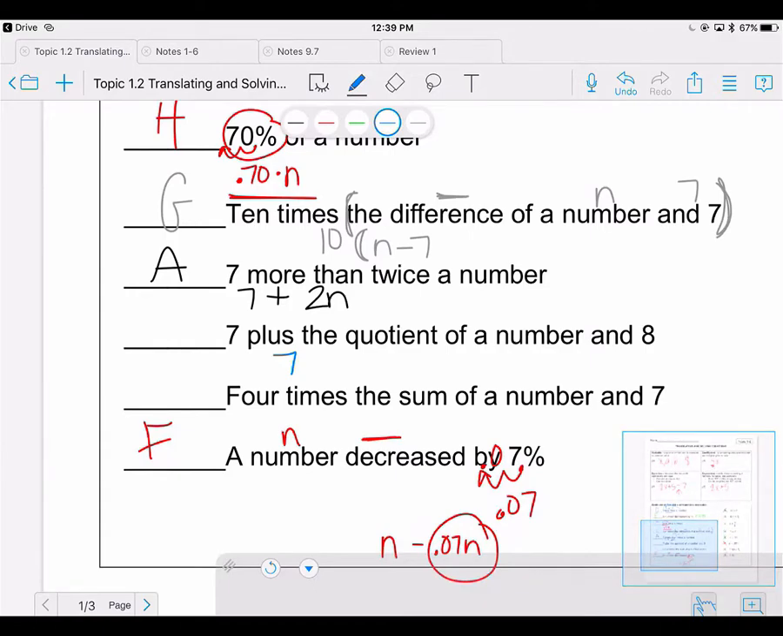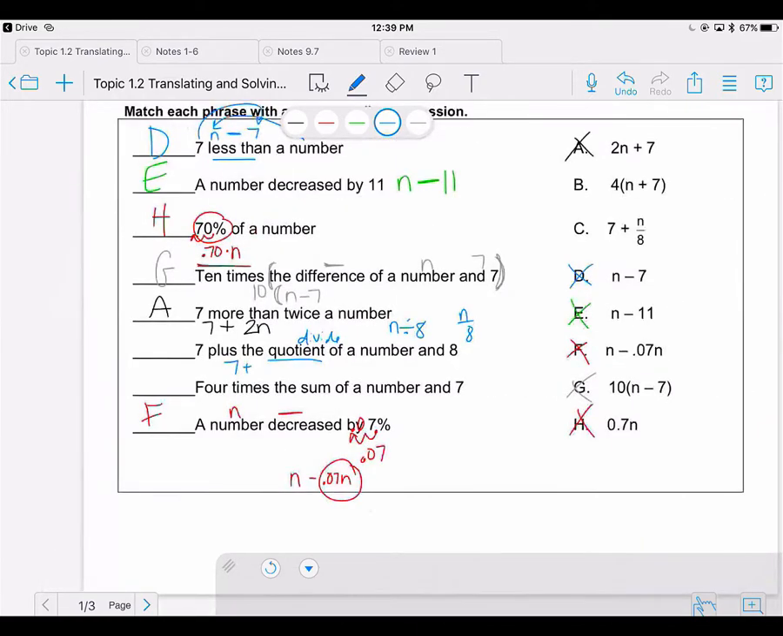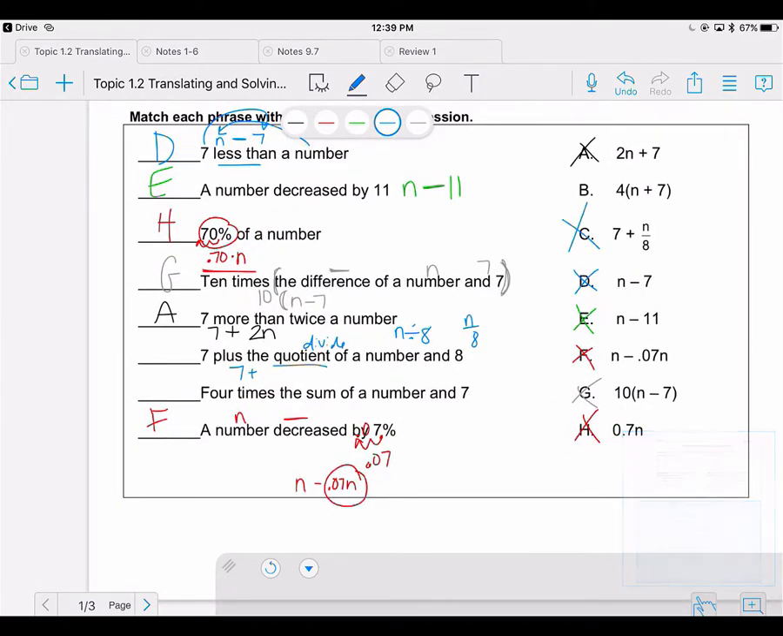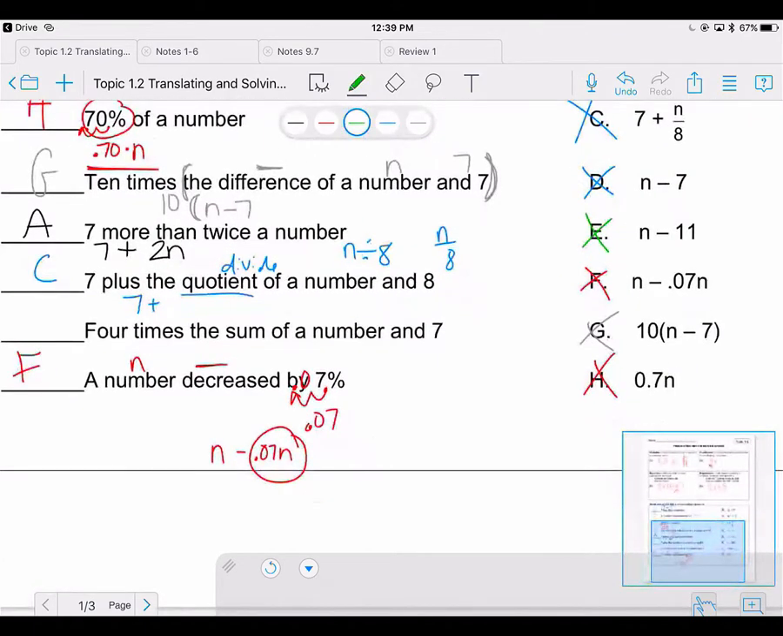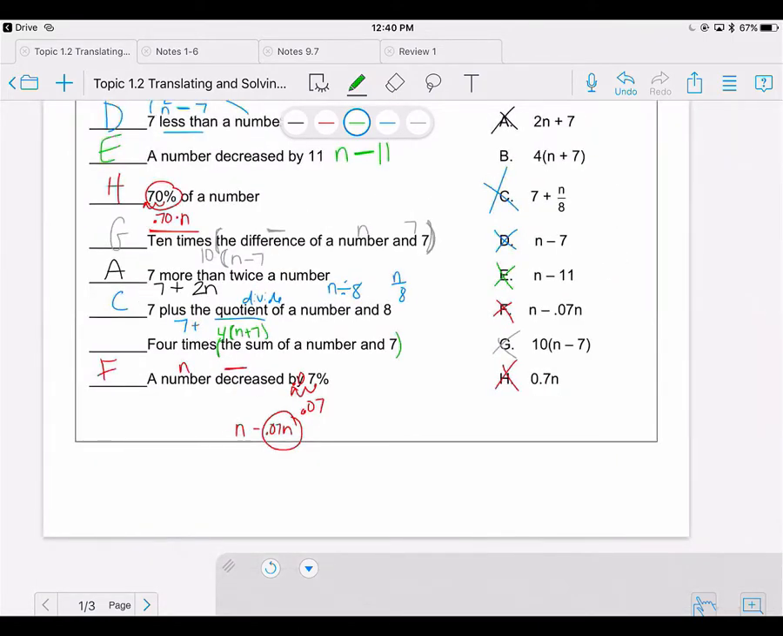7 plus the quotient. So quotient tells us to divide. It's a weird word. So we're going to divide a number and 8. It could be written like this. It could also be written like this, divided by 8. And that's what we're going to see more of in algebra, so they start setting you up with that. And then 4 times the sum, so sum in parentheses again, the sum of a number and 7. A number and 7 would be n plus 7. So that would be answer choice B.